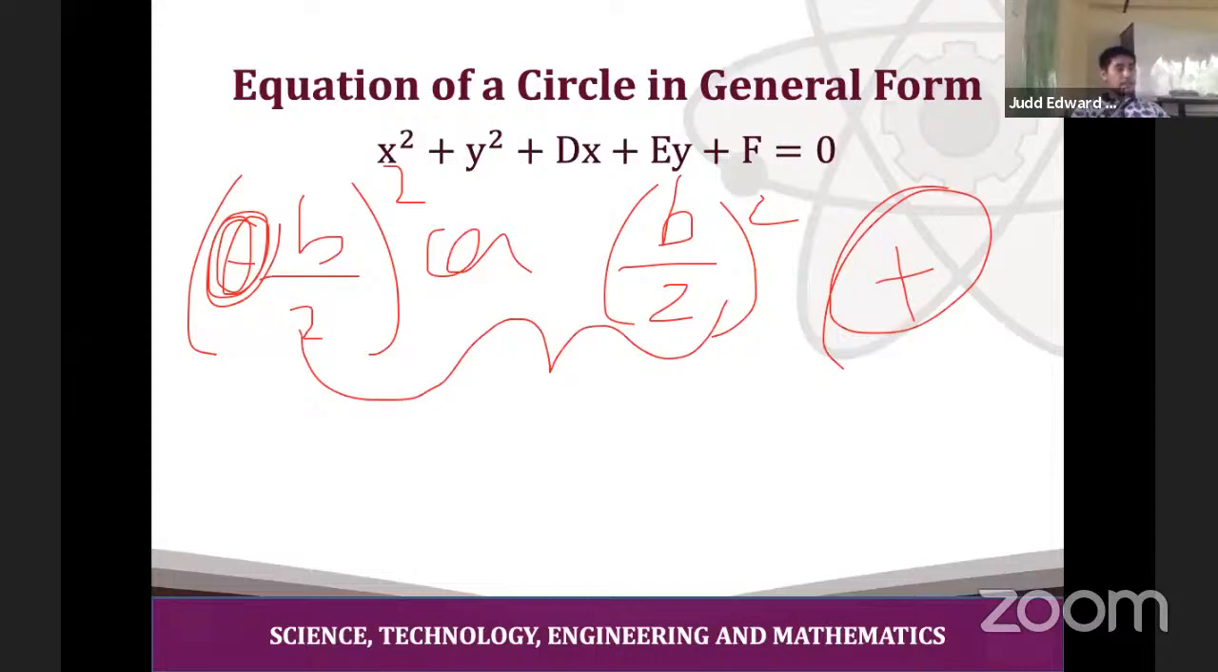Okay, pwede nating tanggapin kahit na anong formula, kahit na negative b over 2 or positive b over 2 squared, because the outcome will always be positive. Okay, so let's try to have an example and then let's apply completing the square in solving for the center radius form of the circle or the standard form of the circle.